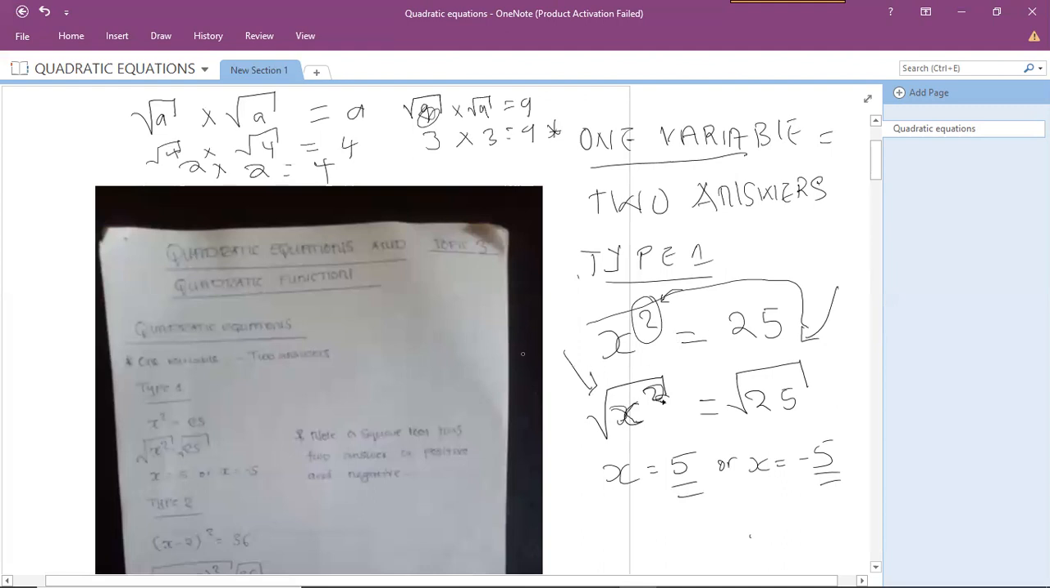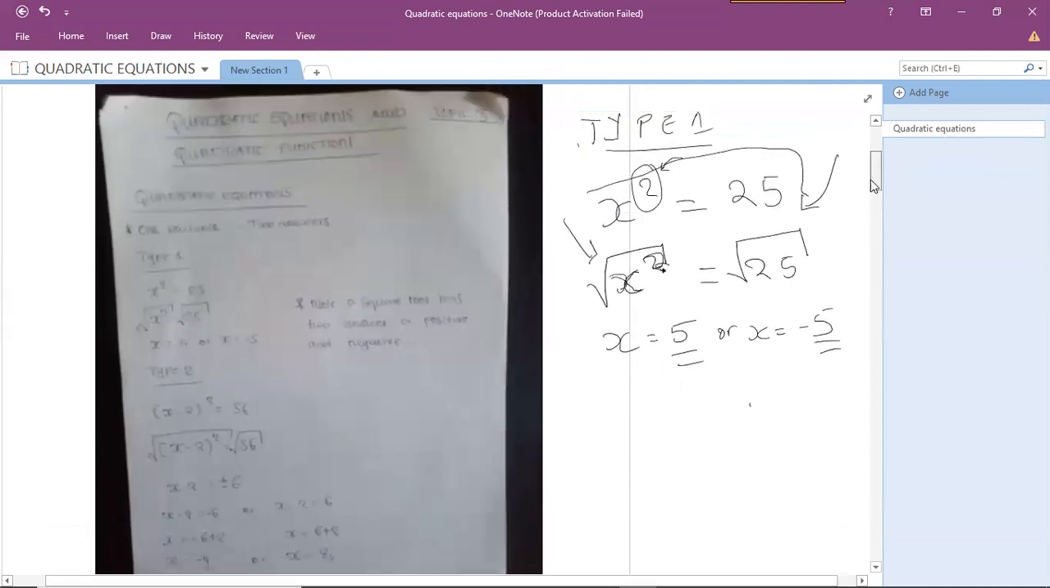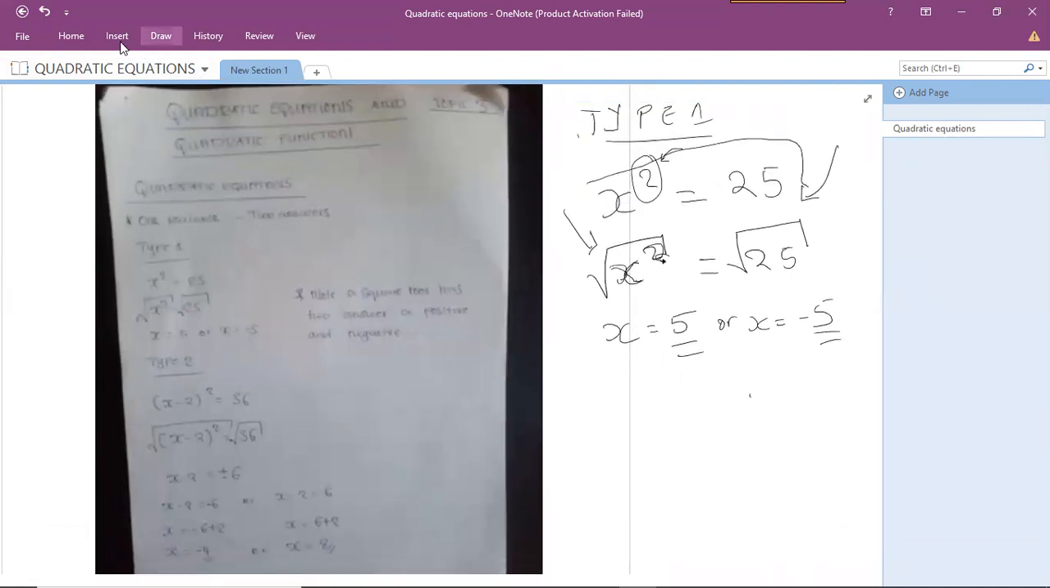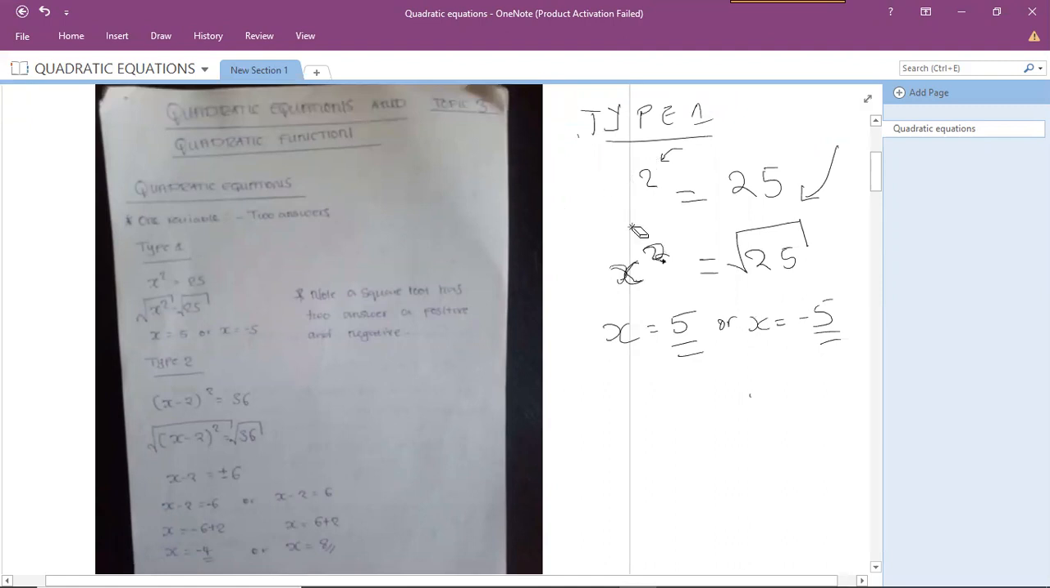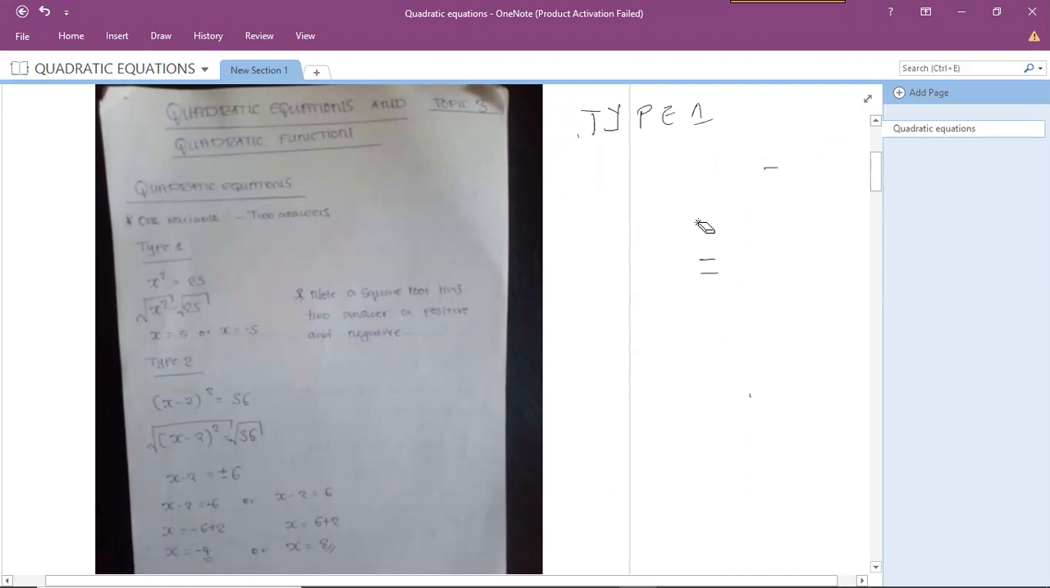So let's look at type 2 of quadratic equations, where you have to do just a little bit of algebra. Then type 3, you have to do some form of factorization. Let me show you what I mean. So that was type 1, where you just square root both the left-hand side and the right-hand side and get two answers. But type 2 is going to require you to have a sort of equation being formed. So this is type 2.